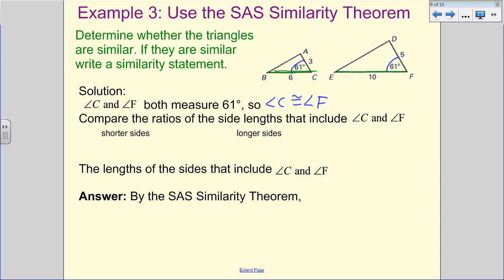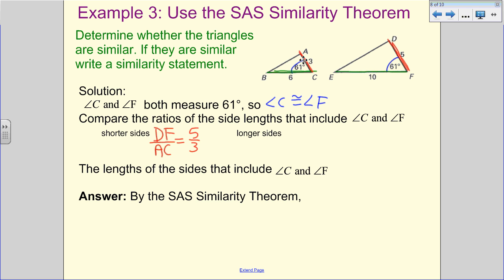And then I'm going to need to compare AC and DF, the other side, that's the top of the 61-degree angle. They tell you to start with the shorter sides. It really doesn't matter. But if we take a look, we're going to put DF, the shorter side, over AC. That equals 5/3. Now 5/3 does not simplify, so that's our final fraction.